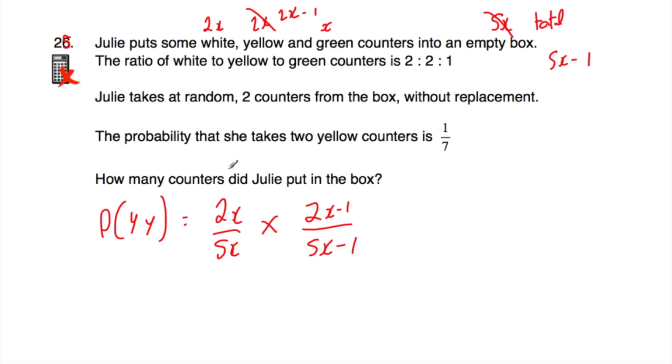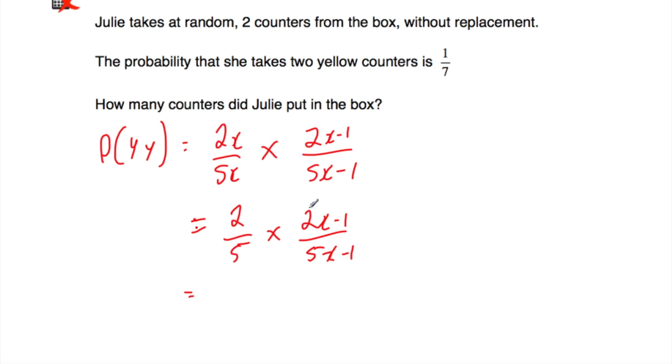We've now found the probability of the first counter being yellow and the second counter being yellow. Now we're going to multiply these together. I'm actually just going to cancel down this first fraction. It's actually 2/5, because we can divide both the numerator and denominator by x. And we're going to multiply that by 2x minus 1 over 5x minus 1. So if we multiply those together, let's see what we get.